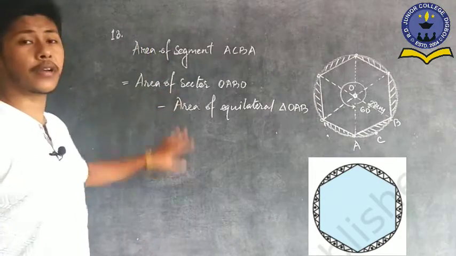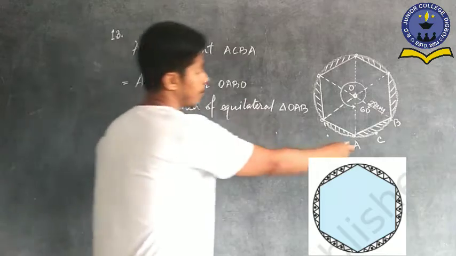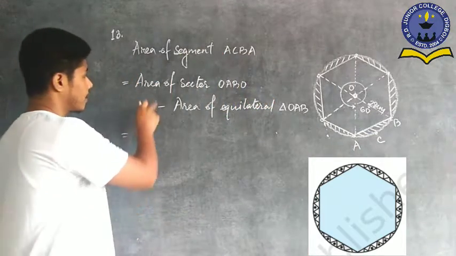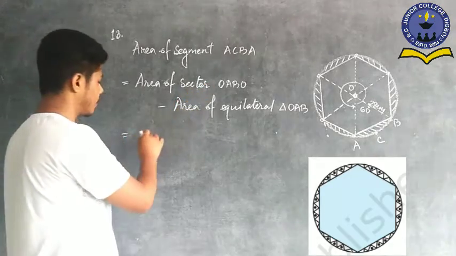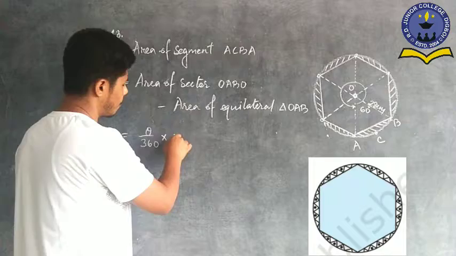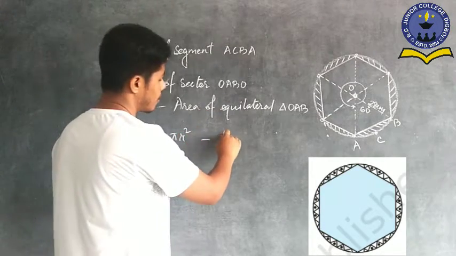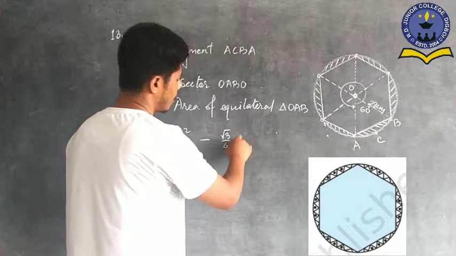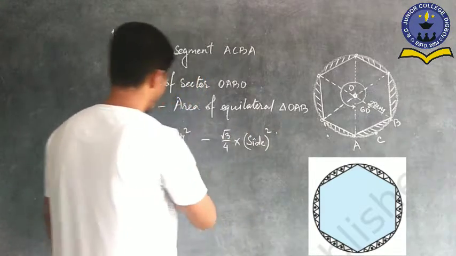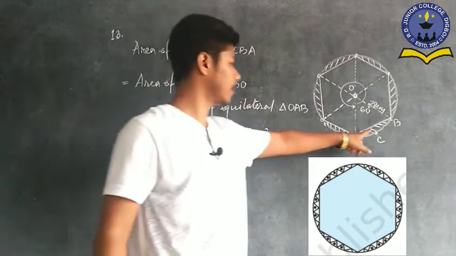So we have to subtract these two, and if we subtract these two, then we get this segment part. That means which portion do we get? This portion we get. So the area of sector formula you know, theta by 360 into pi r square, minus the area of equilateral triangle, which is root 3 by 4 into side square. So if we subtract these two results, then easily we can find out the area of one part.